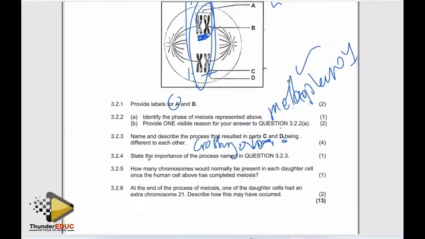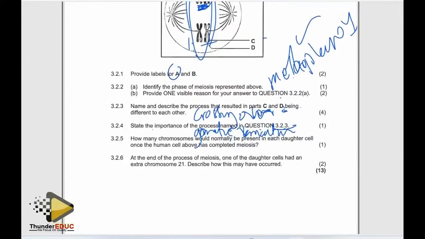State two importance of the process mentioned above. So basically, it brings about genetic variation. Guys, it's better to say genetic variation. Don't just say variation. How many chromosomes would normally be present in each daughter cell once the human body cell has completed meiosis? They're saying human. The moment you talk about human body cell, then you talk about 23 chromosomes.